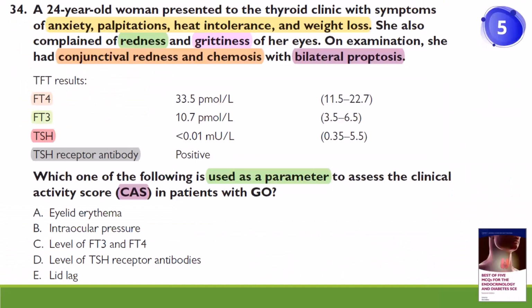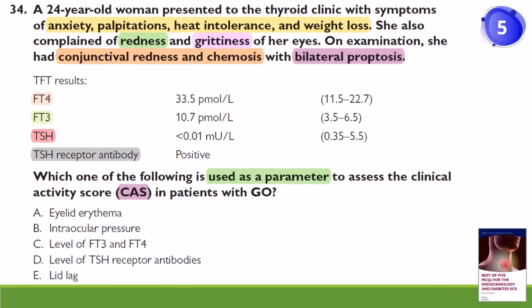And this is a question: which one of the following is used as a parameter to assess the clinical activity score in patients with Graves' disease? One, eyelid erythema.